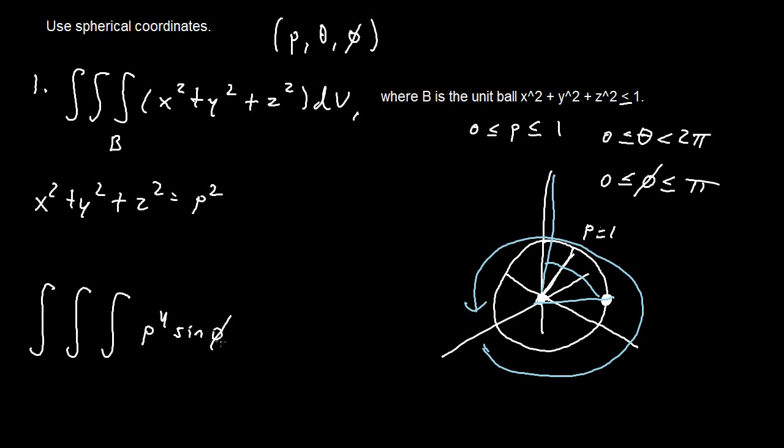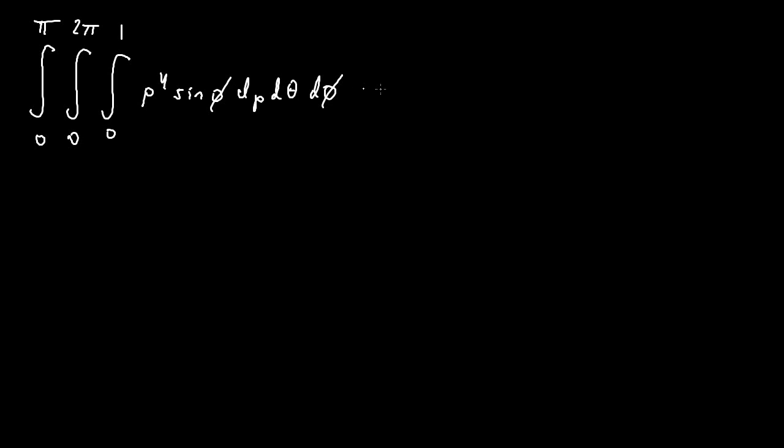And so let's go ahead and insert our bounds. Let's start with rho from 0 to 1, so we have d rho. Next, theta goes from 0 to 2 pi, so d theta, and then d phi is on the very outside, with phi ranging from its bounds 0 to pi. So now let's go ahead and evaluate.